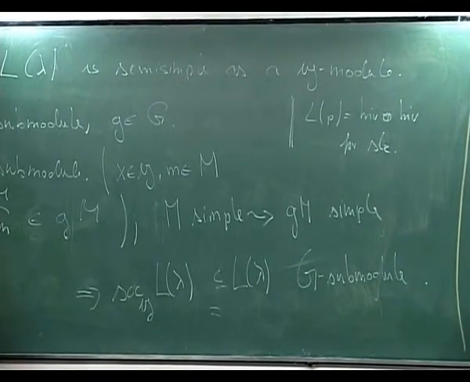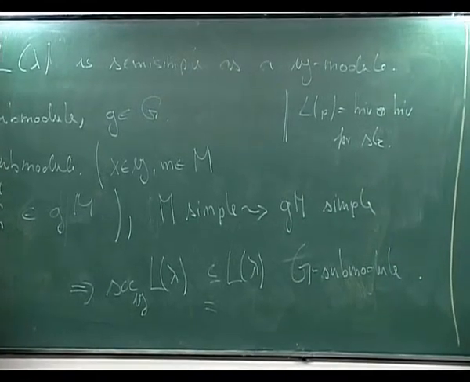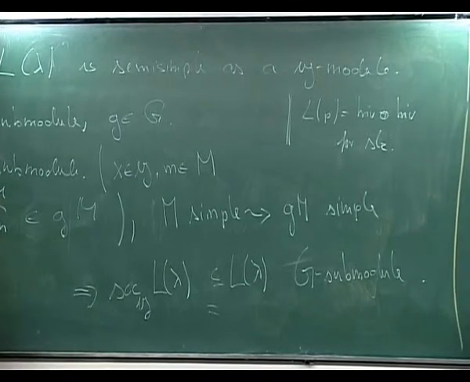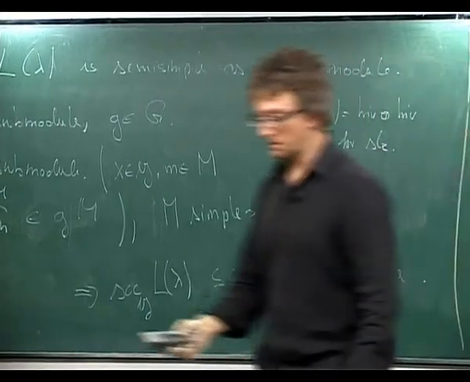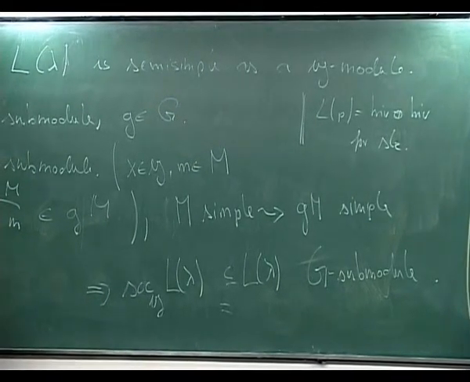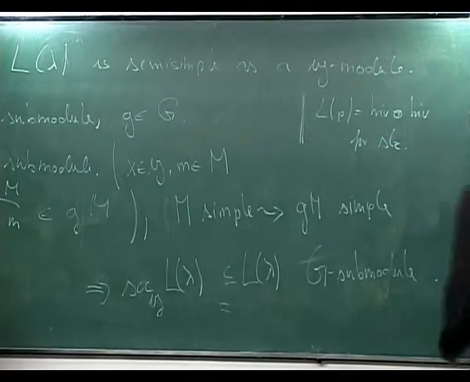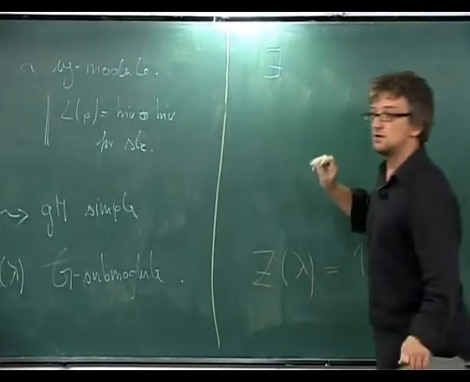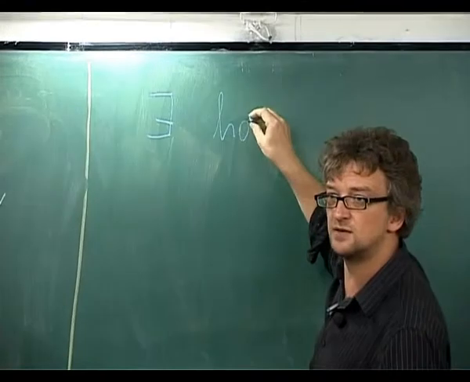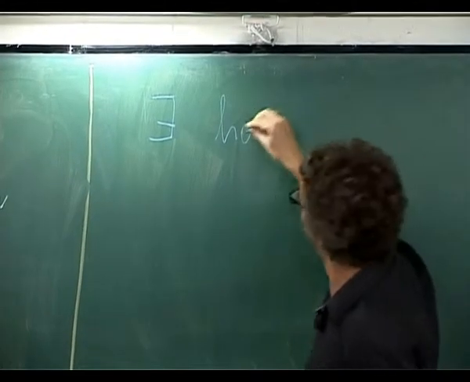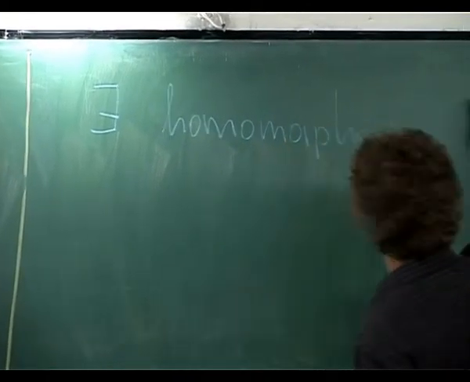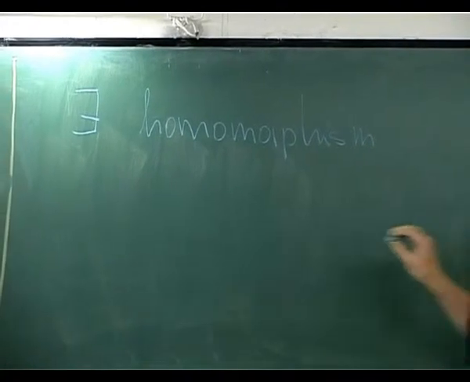Let me leave the definition of Z lambda on the board for just one moment, because we need that now. So, there exists a homomorphism. Maybe that's difficult to read, or is it okay? It's fine? It's okay.